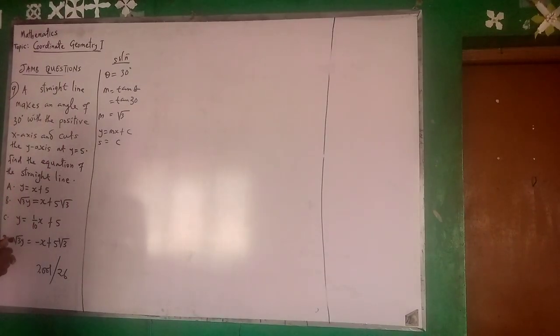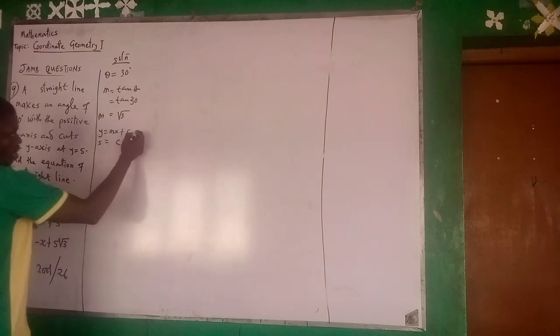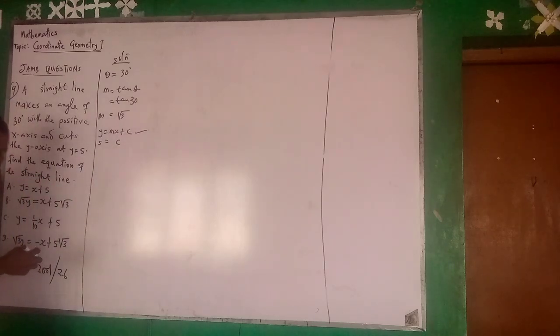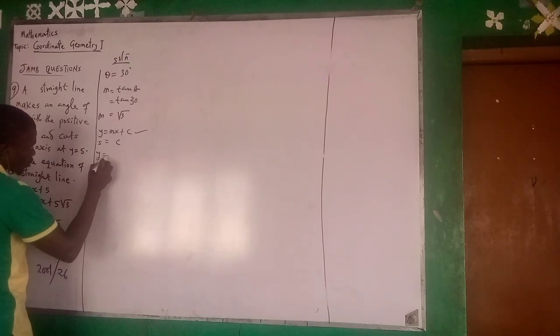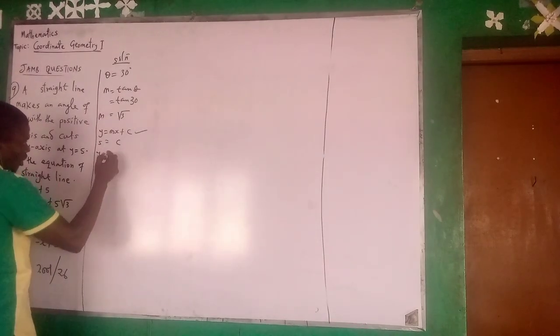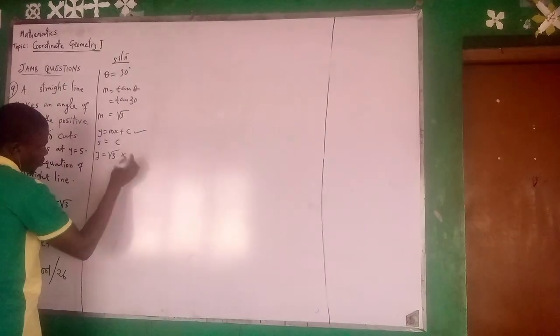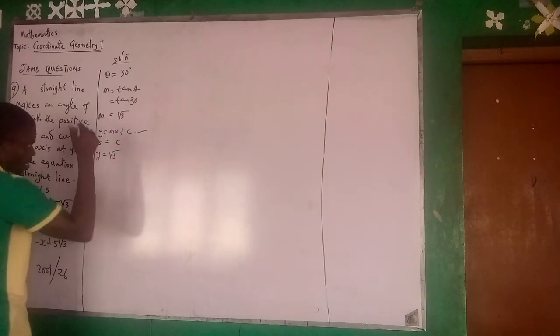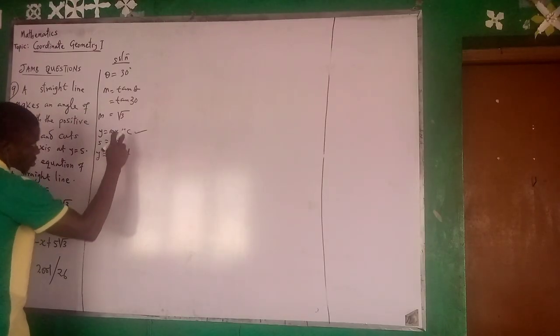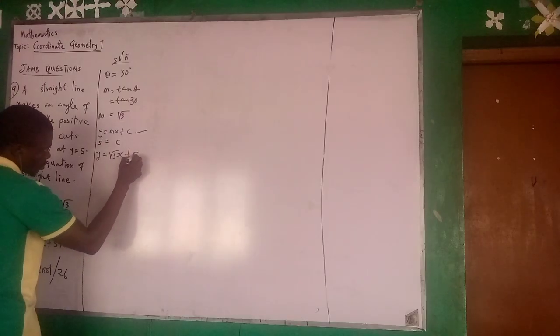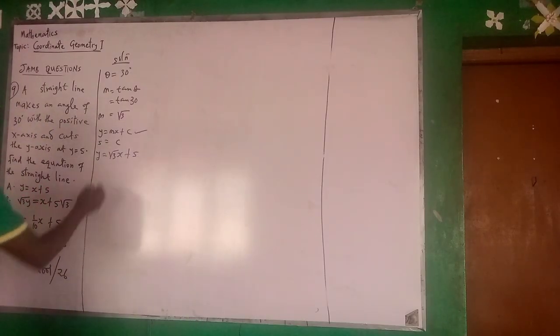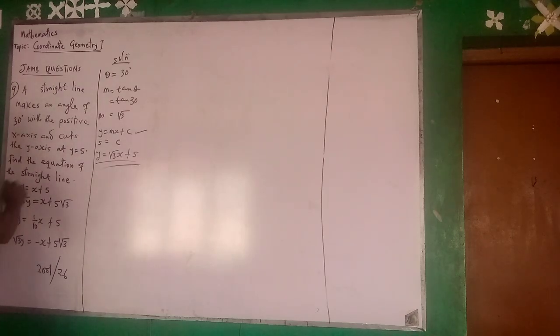And from here I have found my slope and my y-intercept. So I will use this formula to get the required equation. The formula becomes y equals my slope, which is root 3 over 3, times x, which is just root 3 over 3 x, plus my c, which is 5. And that is all, nothing more. That is your answer. Which option is that? Option A.